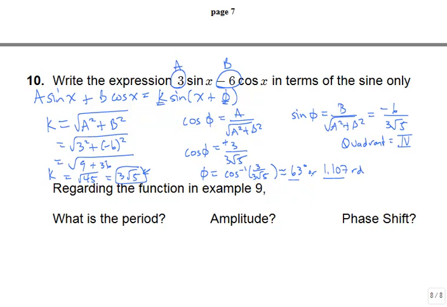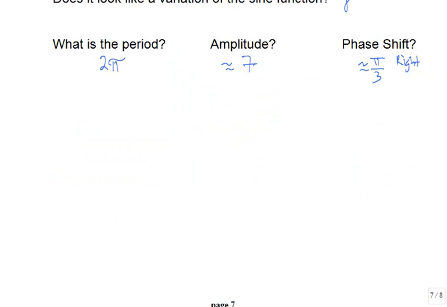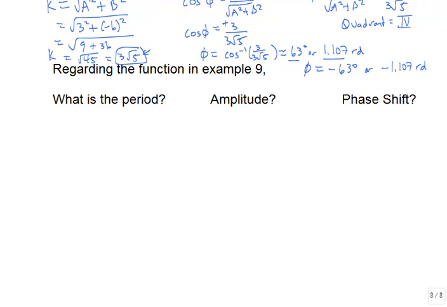An easy way to turn a quadrant 1 angle into an equivalent quadrant 4 angle is just to make it negative. So instead of going up 63 degrees, we just go down 63 degrees. In other words, the phi that we're going to use would either be negative 63 degrees or negative 1.107 radians. So what does all this mean? What did we just figure out? Let me go down here a little bit just to summarize what we've just come up with.